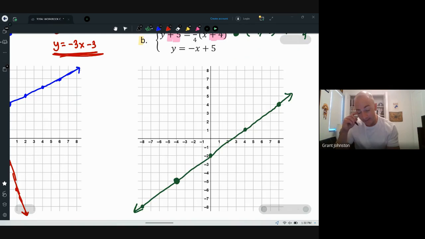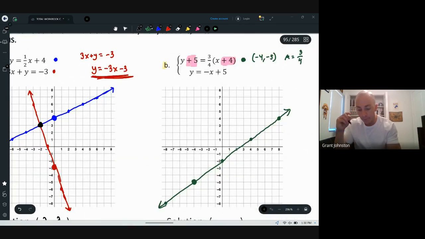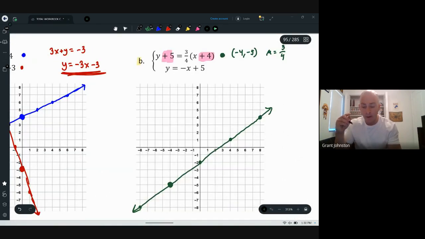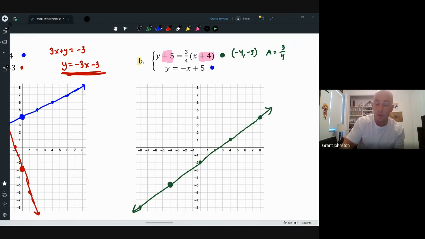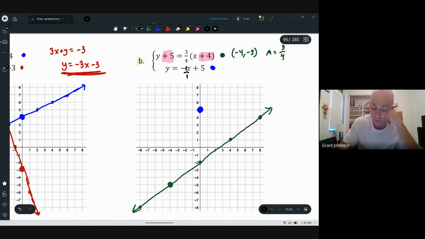The second line, whoops, sorry. The second line is written in slope-intercept form. I'm going to do that one in blue. So the y-intercept on that one is 5. And it says -x. Now remember, there's like a hidden coefficient of 1, right? So this is just like -1/1. So I'm going to go down 1 to the right 1. Oh, I was going to do this in blue. Okay. Here, here, here. So boom.